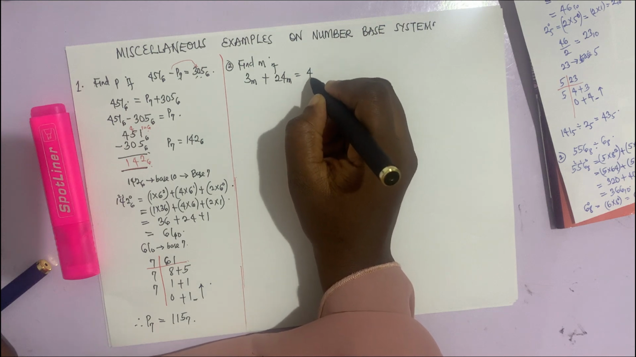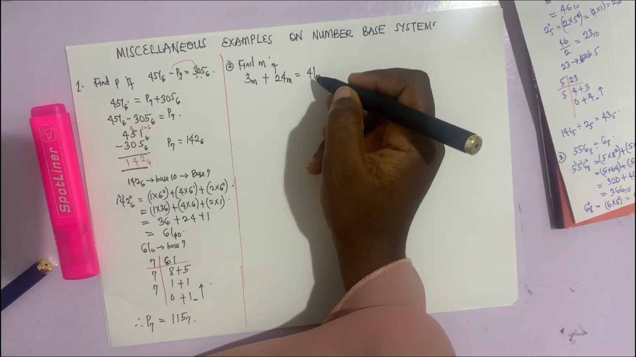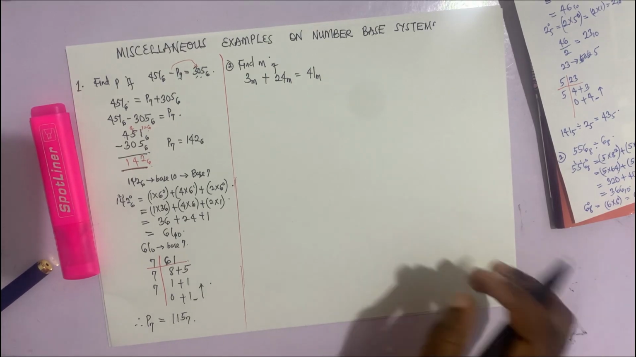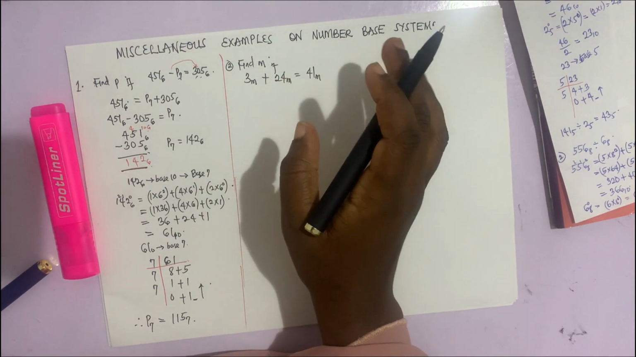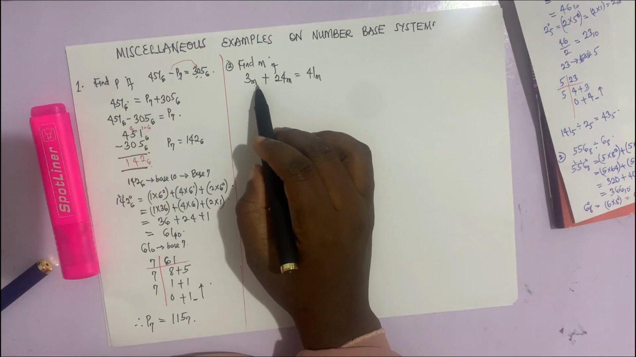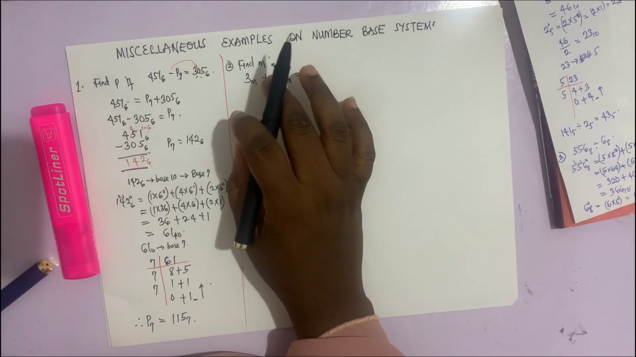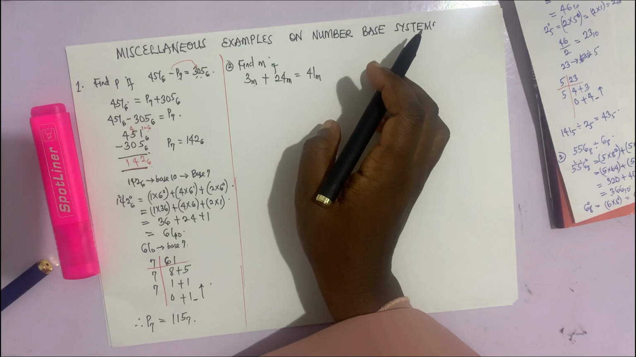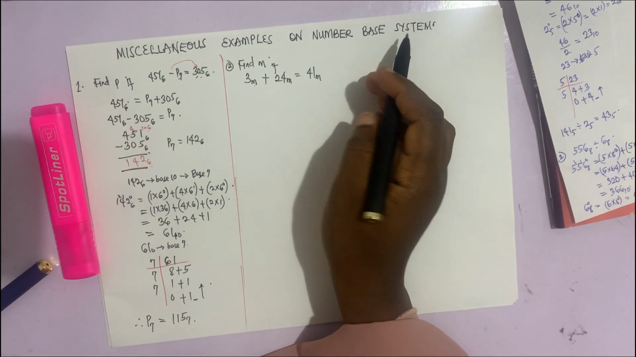So to the next question: find M if 3 base M plus 24 base M is equal to 41 base M. The easiest way to go about this is to try to convert each of these to base 10. So when we convert to base 10, everything is now in the same base and we can use the equation to solve for the unknown M. So how do we do that?